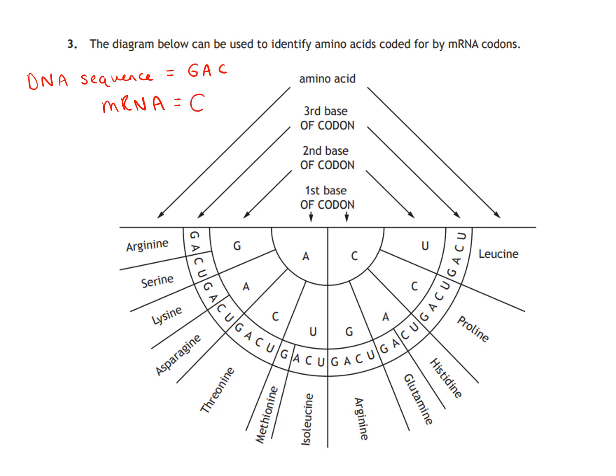So G is going to go with C, A is going to go with U, and C is going to go with G. So if we look at this bit here, we're looking for our first base of codon, and that is a C. So we know we're in the right-hand side of the table. Second base of codon is going to be U, so just circle that. And then the third base of the codon is going to be G. So we end up in this little section here, and our amino acid is going to be leucine.